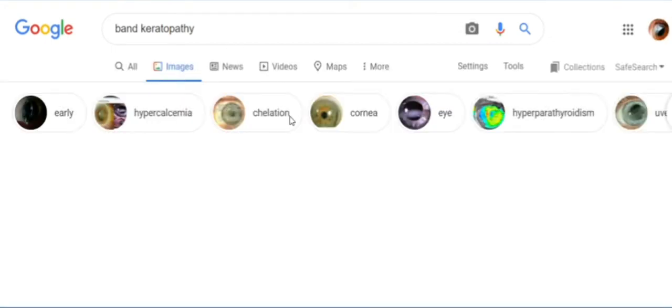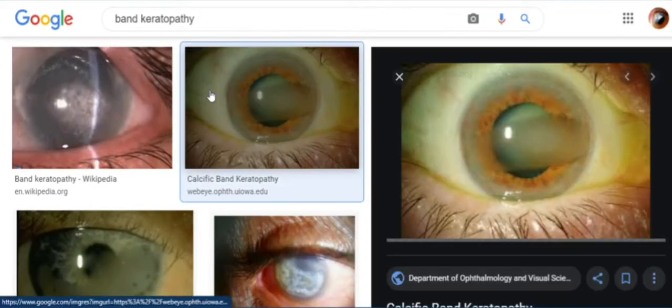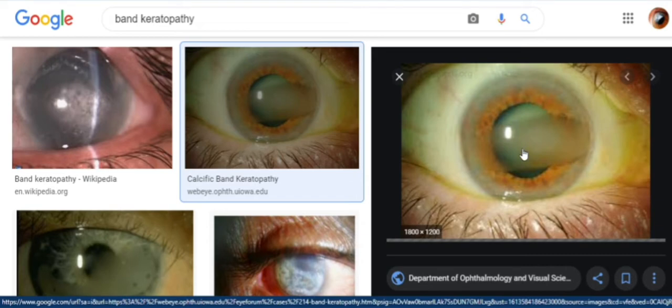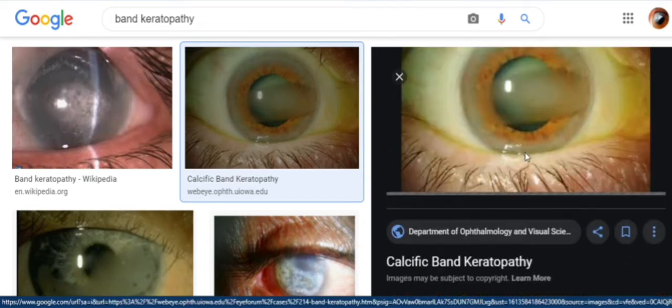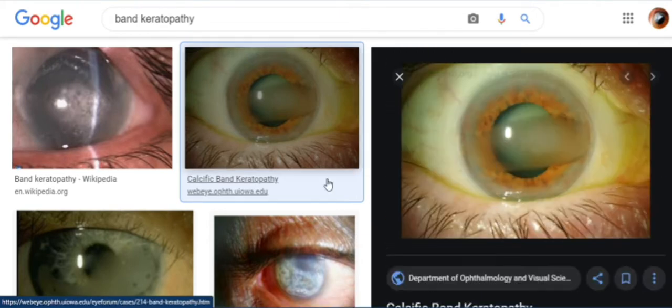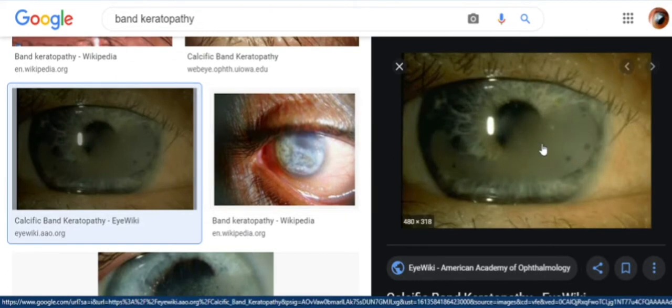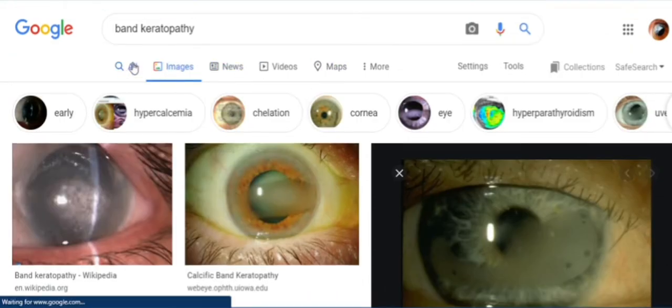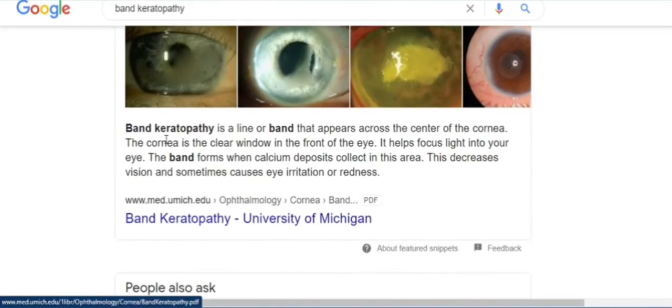You can see how this band keratopathy looks. There is a band-shaped formation in the cornea. So this is why it is called band keratopathy. In this picture also you can see this band-type structure forming. Band keratopathy is a line or band that appears across the center of the cornea, and the cornea is the clear window in front of the eye.